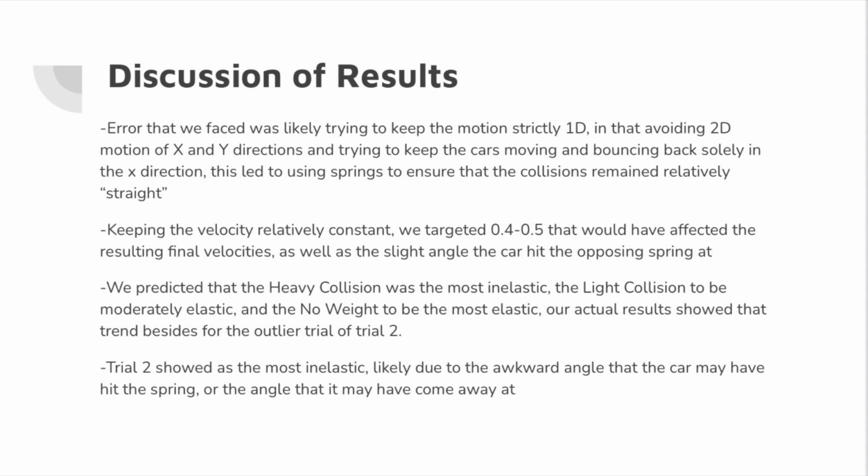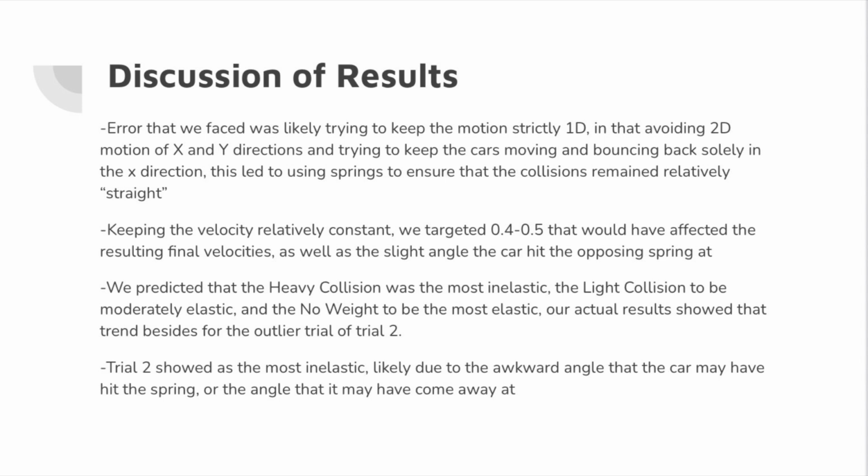We found that the error we likely faced, as we discussed in the previous slide on uncertainty, was likely in trying to keep the motion strictly 1D and avoid 2D motion in the x and y directions as IOLabs bounce off of each other, and trying to keep them in line with each other. And this led us to use springs that made the collision more elastic in itself, as the springs would conserve most of that momentum. Another thing that we struggled with was keeping the velocity relatively constant. We ended up getting around 0.4 to 0.5 in most of our trials, but this would result in different final velocities, as well as the slight angle that the car would hit the opposing spring at.